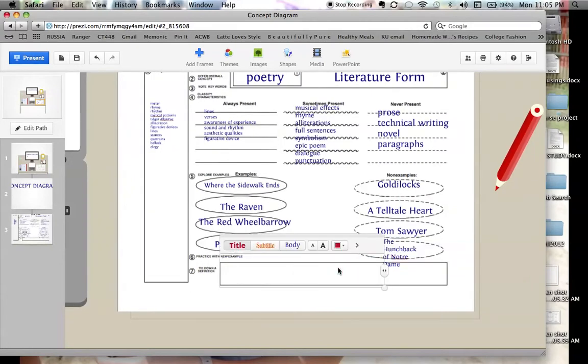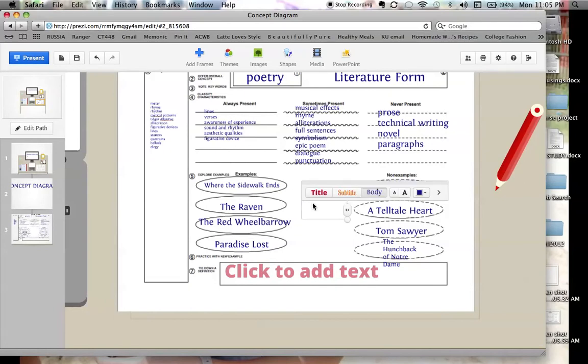And then lastly, we will have our definition. Number 7, let's practice with a new example. I almost forgot about that. So let's do, let's see, Harry Potter. This one's a little obvious.